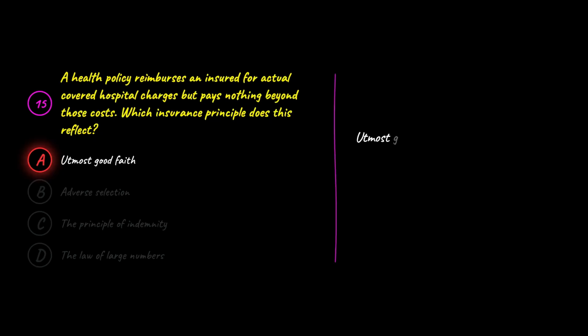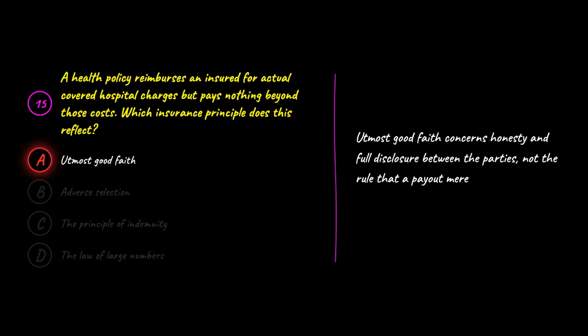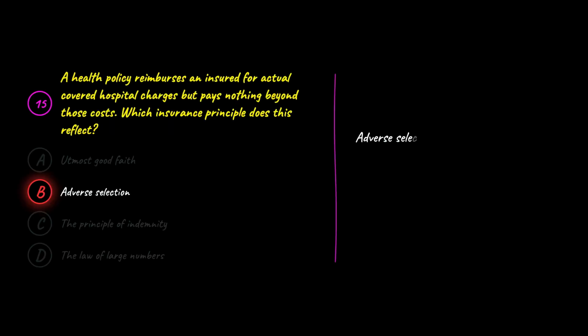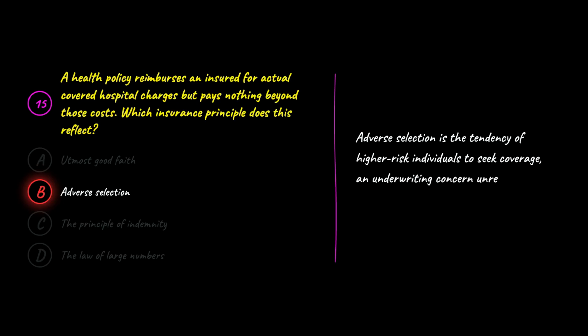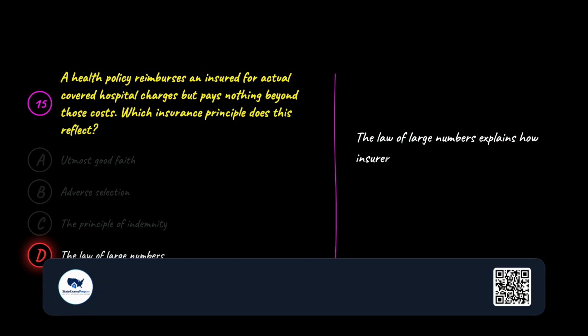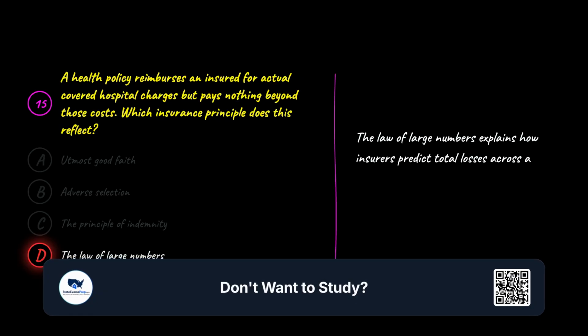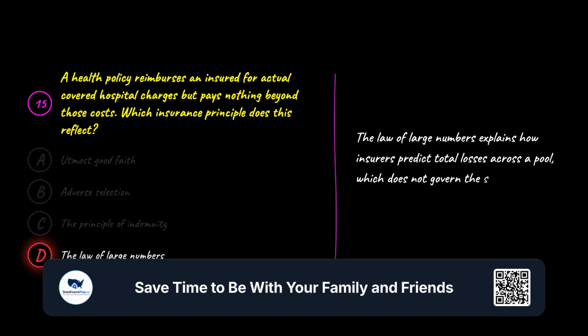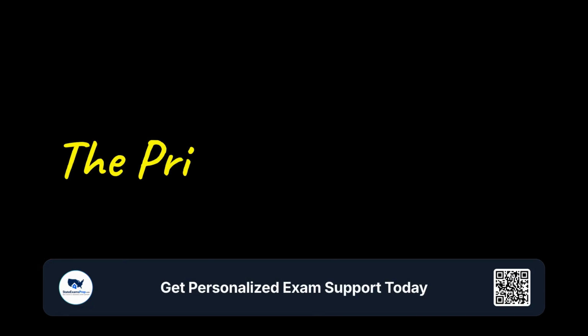A is wrong because utmost good faith concerns honesty and full disclosure between the parties, not the rule that a payout merely restores the insured's actual loss. B is wrong because adverse selection is the tendency of higher risk individuals to seek coverage, an underwriting concern unrelated to how a claim amount is measured. D is wrong because the law of large numbers explains how insurers predict total losses across a pool, which does not govern the size of an individual reimbursement.